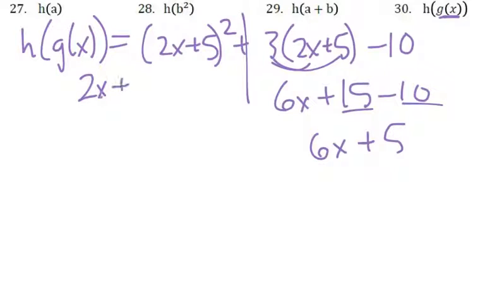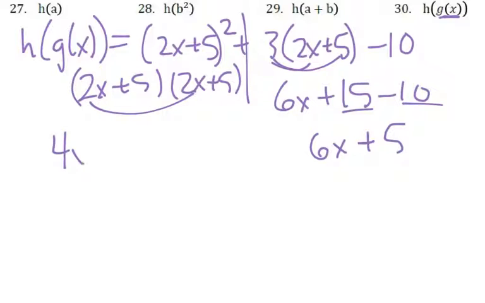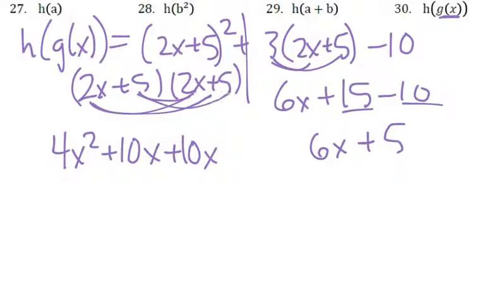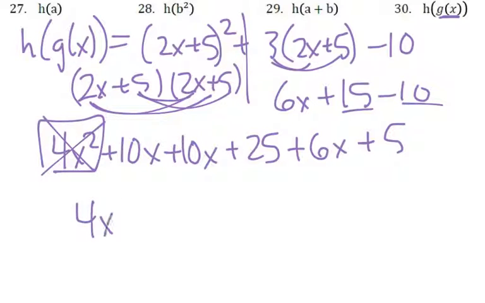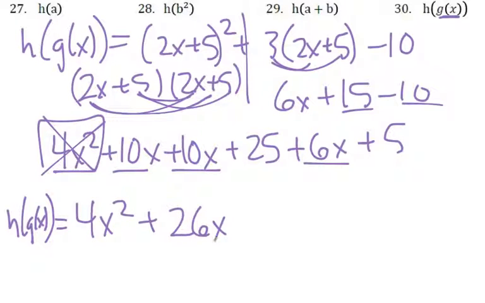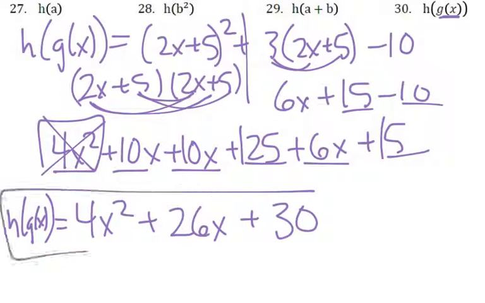This side we'd have 2x plus 5 times 2x plus 5. So 2x times 2x would give us 4x squared. 2x times 5, 10x. 5 times 2x, 10x. 5 times 5, 25, plus that. So now we combine all like terms. No other squared, so 4x squared. This all equals h of g of x: plus 10x plus 10x plus 6x would be 26x, plus 25 plus 5 would be 30. And there is our answer.